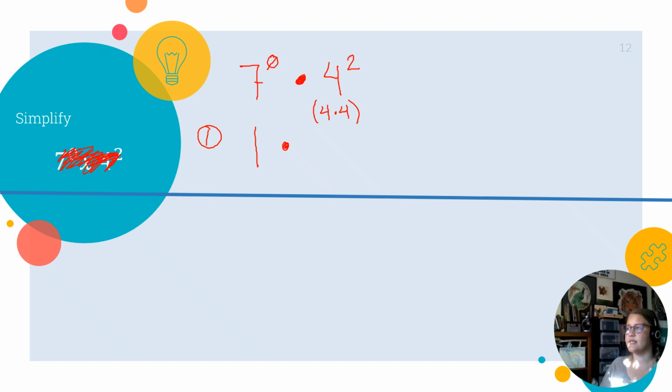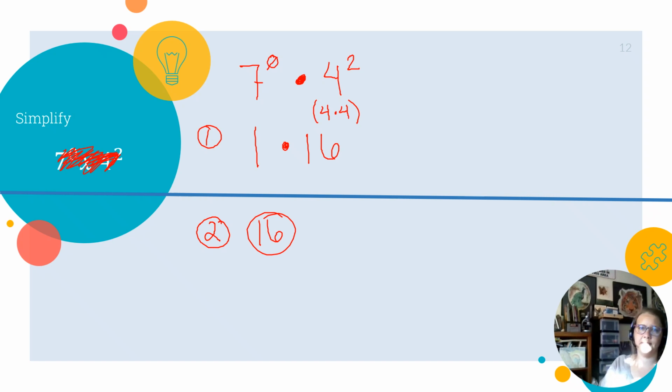4 times 4 is 16. And I think we're going to have a pretty easy step 2 here. So for our next step, we just need to multiply 1 and 16. And multiplication of 1 is another one of my favorite math properties because that just means itself. If you multiply a number by 1, the answer is that number. 1 times 16, 16.